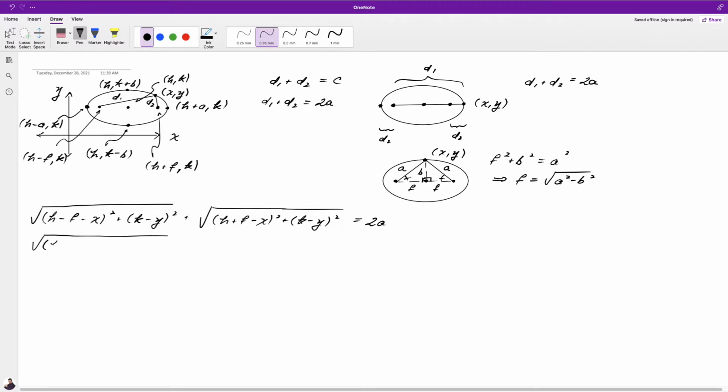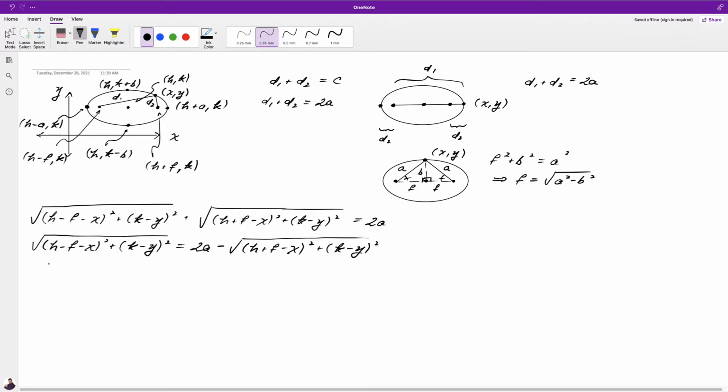So here we go. We've got (h minus f minus x) squared plus (k minus y) squared equal to 2a minus the square root of (h plus f minus x) squared plus (k minus y) squared. Okay, checking that carefully. Looks good. Let's now square both sides.